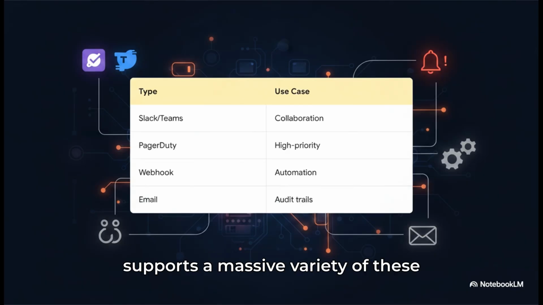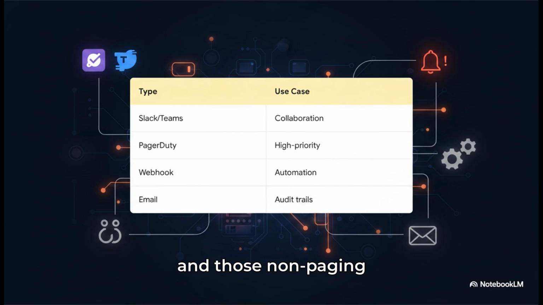And Grafana supports a massive variety of these destinations. You've got Slack or Microsoft Teams, which are fantastic for everyday collaboration and those non-paging notifications. Then, of course, you have PagerDuty for the high-priority wake me up at 3 a.m. emergencies. Need to trigger automated ticketing or remediation? Just use a webhook. Or you can just use email if you simply need an audit trail. You configure these integrations to handle the final physical delivery of the message.